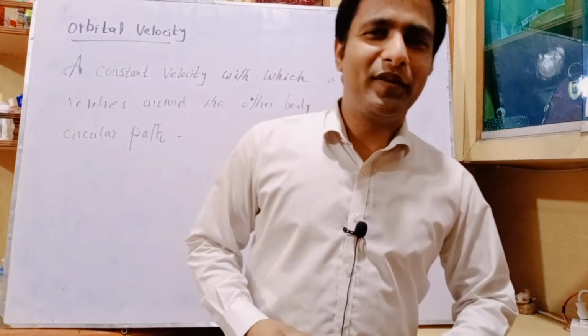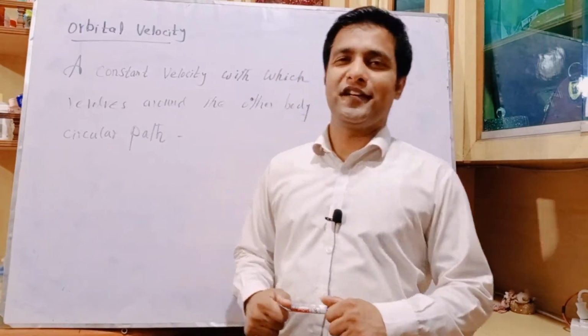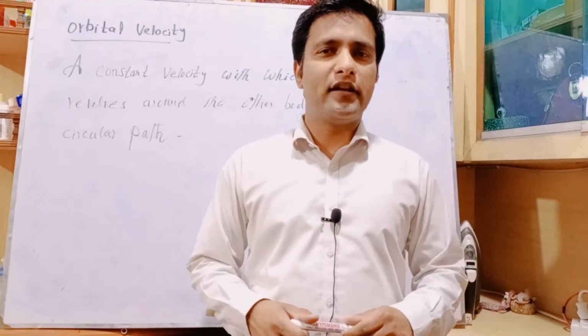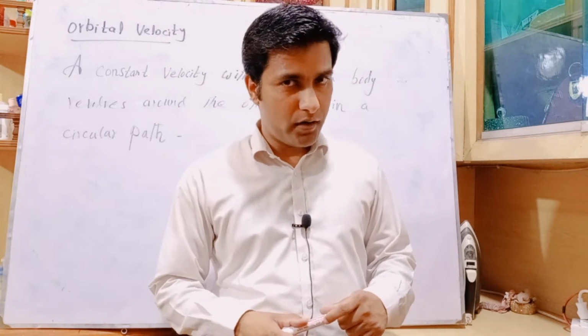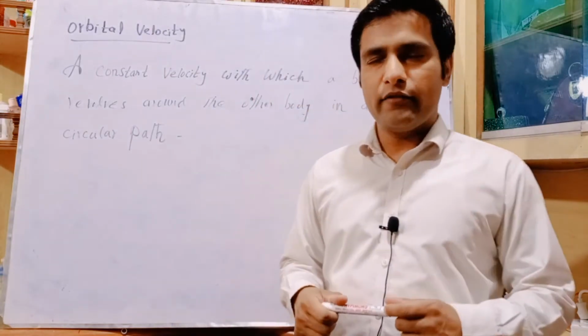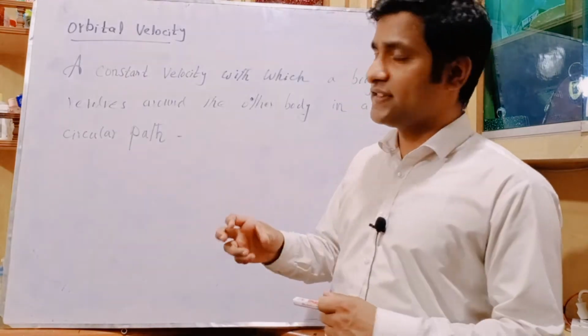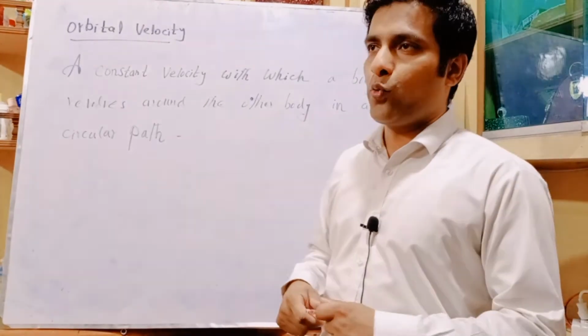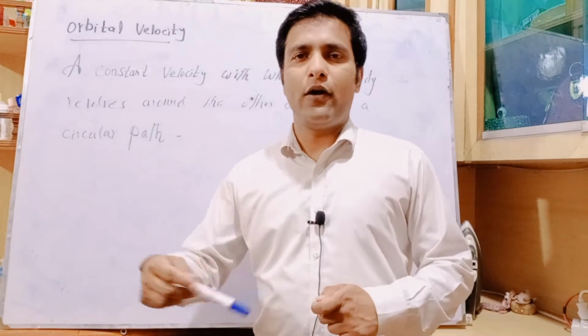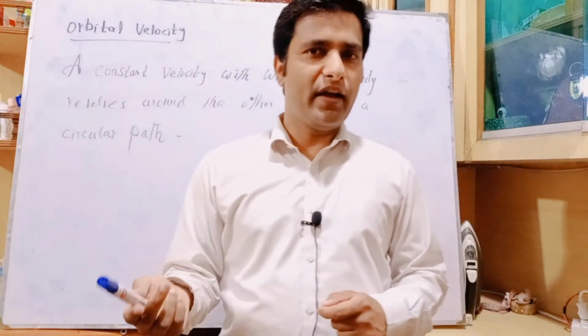So what is orbital velocity of a satellite? On satellites, I will arrange a separate video part, but today I will talk about only orbital velocity. The orbital velocity, actually, is a constant velocity with which a body revolves around another body, basically.